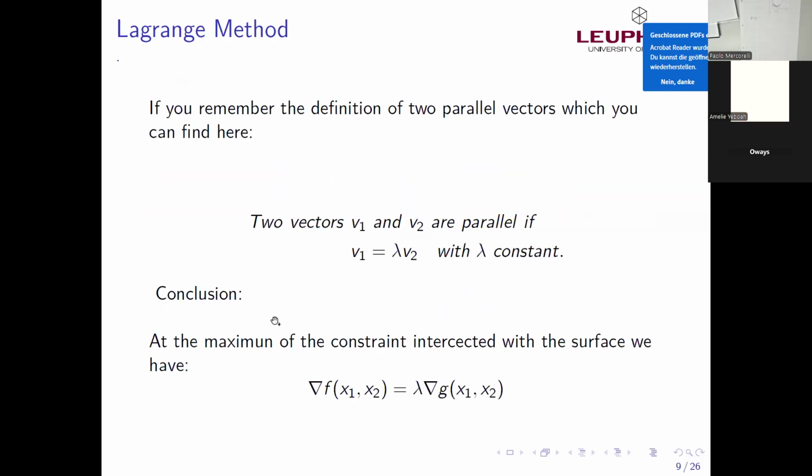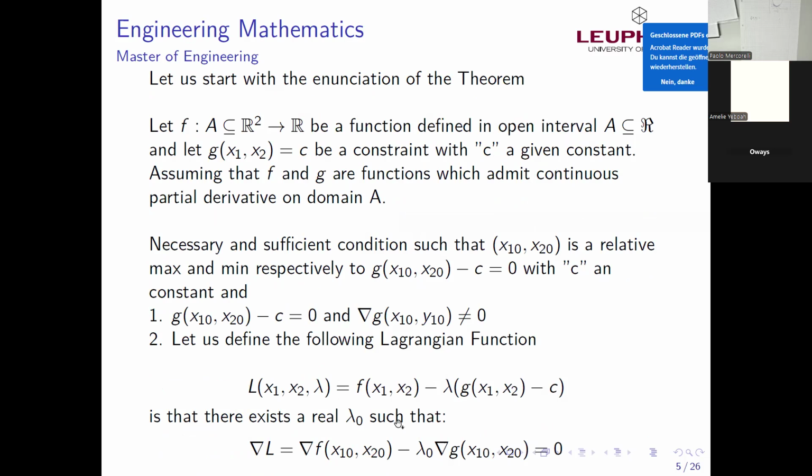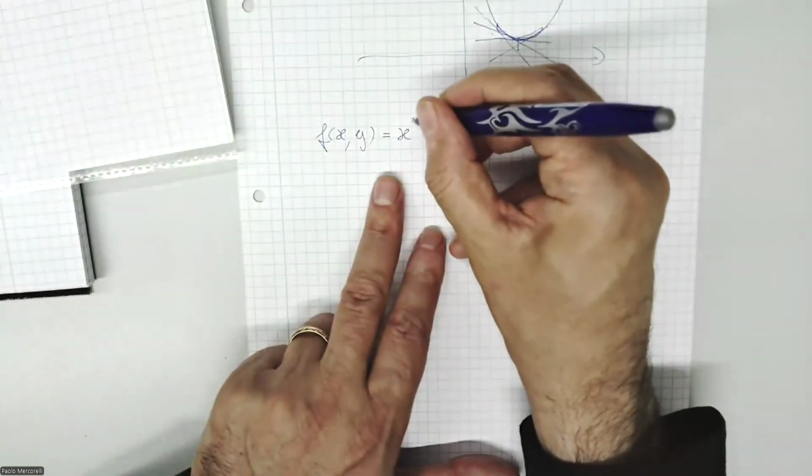I emphasize at the beginning, I think. It's not explicit, but here it says exactly what I told you: that at the minimum or at the maximum, we have this parallelism. Basically, the gradient of f at x10, x20, exactly at the minimum in x and y, is parallel to the gradient of g at the same point. Look, try to do at home this exercise. It's not so easy, but I sketch a little bit the idea.